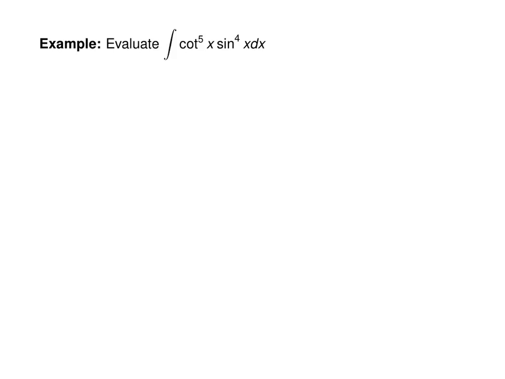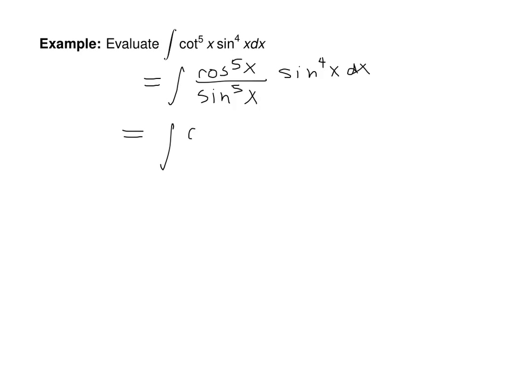Occasionally, it's a good idea to change trig functions into sines and cosines, and I would say if you're stumped, that's a good place to start. With cotangent and sine, there's no obvious derivative u substitution that will work, so I'm going to change cotangent into cosine over sine. So this becomes the integral of cosine to the 5th x over sine to the 5th x times sine to the 4th x dx, which simplifies to cosine to the 5th x over sine of x dx.